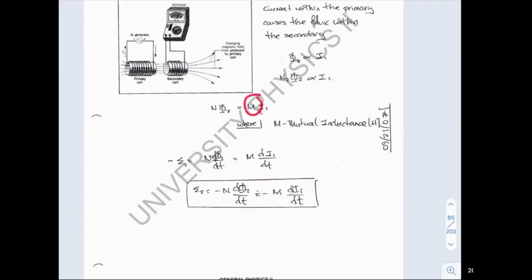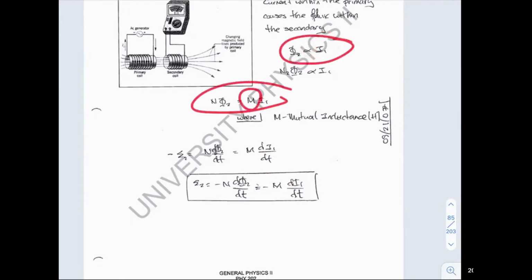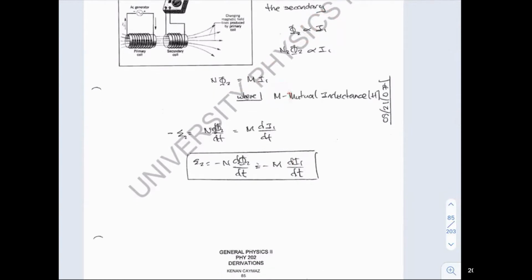Guys, it's a proportionality constant, right? So the current in the primary is responsible for the flux in the secondary, which means that the flux in the secondary is going to be proportional to the current in the primary. So in order to turn this into an equation, you need to have a proportionality constant. So what does the proportionality constant do? Whenever you vary the current in the primary, it's going to induce a voltage in the secondary. This is going to tell you the factor of the influence of the change in current in the primary in terms of how much of an influence it has on the value of the electromotive force in the secondary.